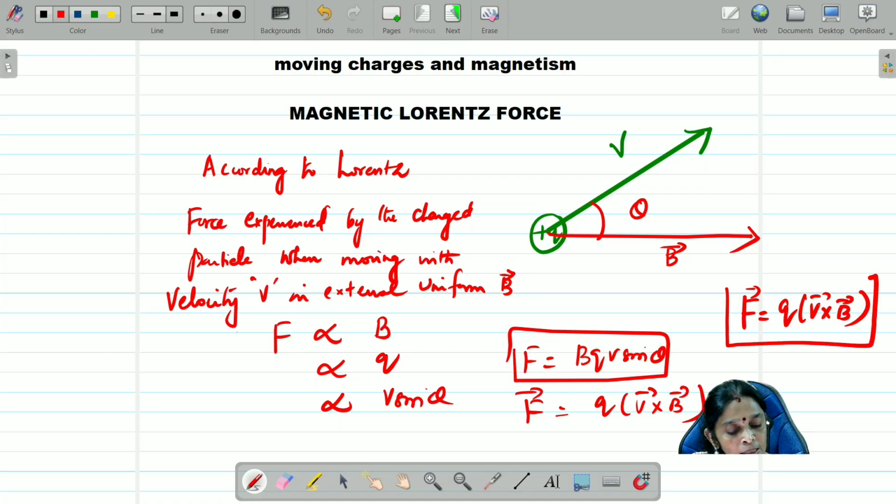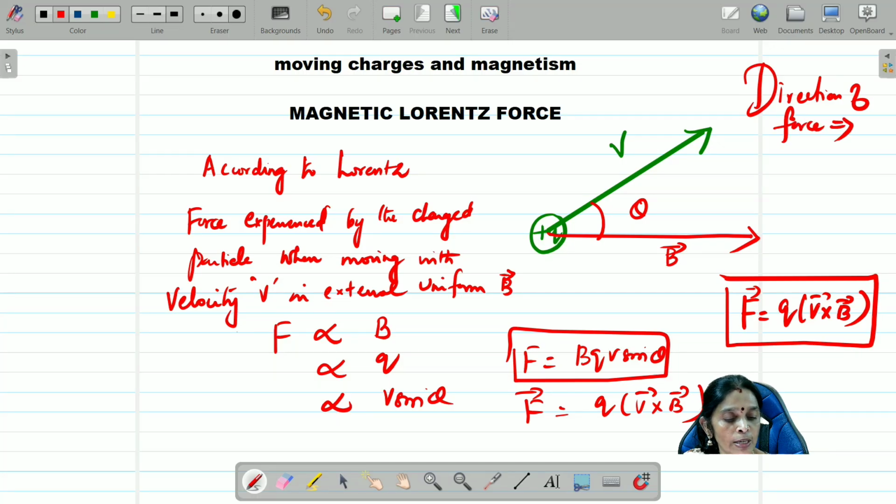There are three elements. How can you find the direction of force? The direction of the force can be found by using the right-hand thumb rule. So let me write: direction of force can be found by using the right-hand thumb rule or the cross product rule.